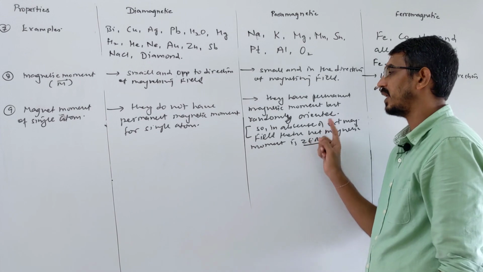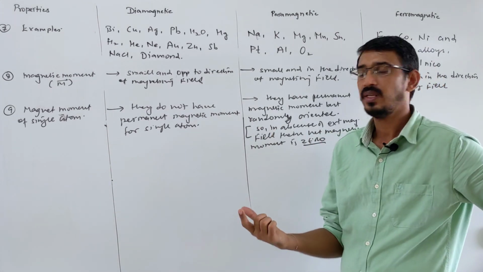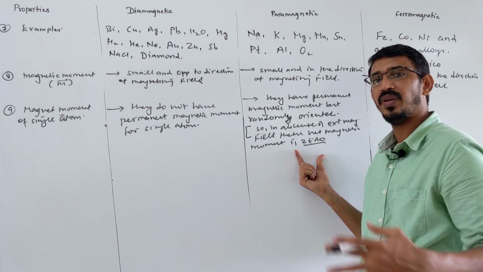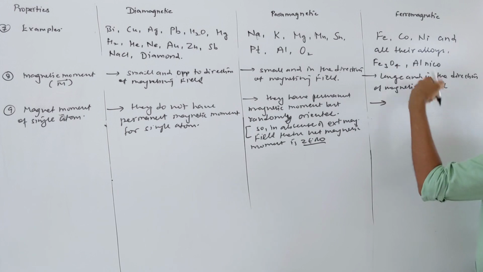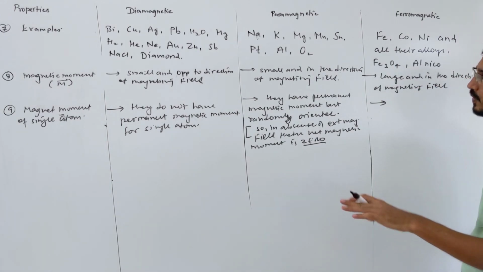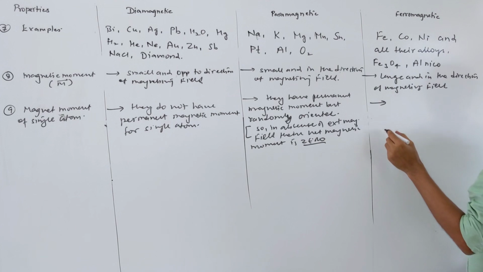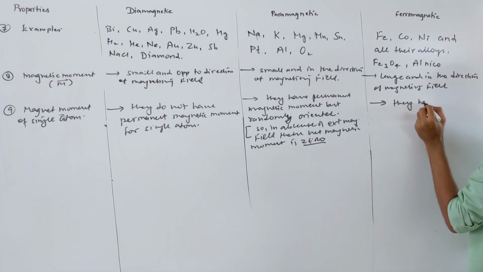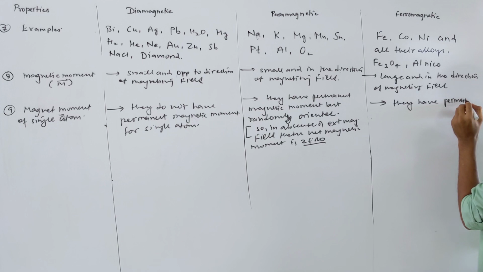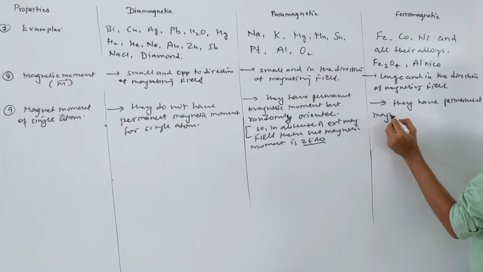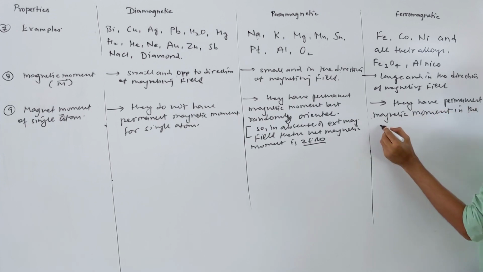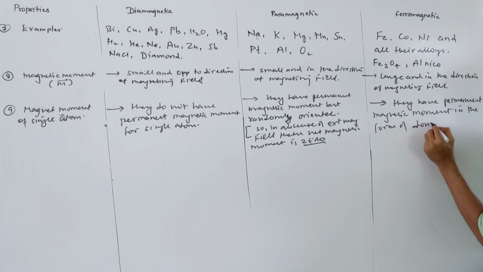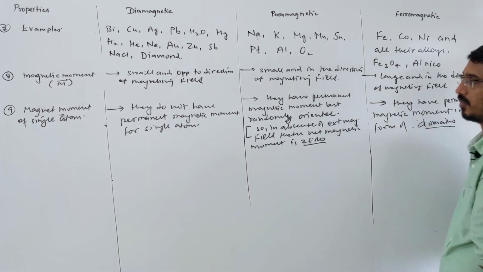These guys have, but they are randomly oriented. So in the absence of an external field, they are zero. When an external field is applied, they get aligned, so they get a magnetic moment. So these guys have a permanent magnetic moment in the form of domains. At the start we learned how these are produced. Now, they have a permanent magnetic moment in the form of domains, D-O-M-A-I-N-S.